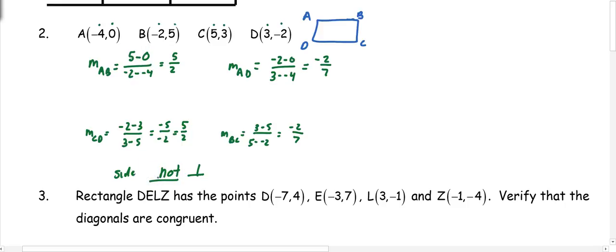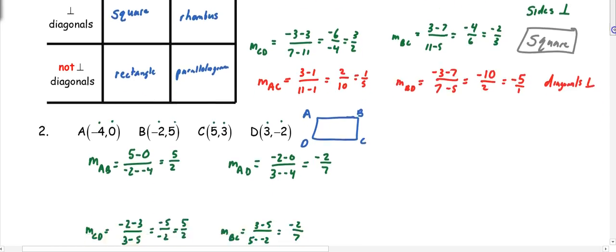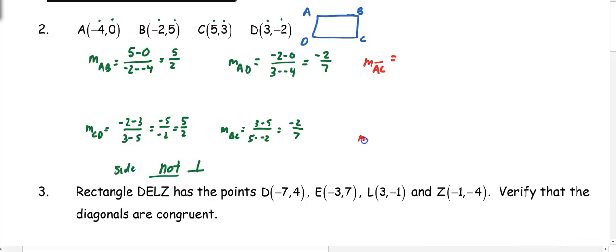So right now I know that if its sides are not perpendicular and I go back and look at my chart, it's either going to be a rhombus or a parallelogram, and I still need to look at the diagonals. My diagonals are AC and BD. When I try to find my slopes, for AC I have 3 minus 0 over 5 minus negative 4, which gets me 3 over 9, and that reduces to 1/3.